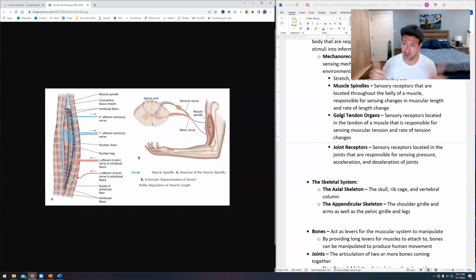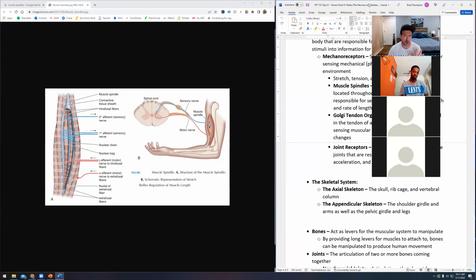It can go about this much further, it can go about this much shorter, right? That's what muscle spindles do, okay? So they are sensory receptors located throughout the belly of the muscle, responsible for sensing changes in length and also the rate of length change. You can make a muscle spindle kind of freak out if you change its length too rapidly.